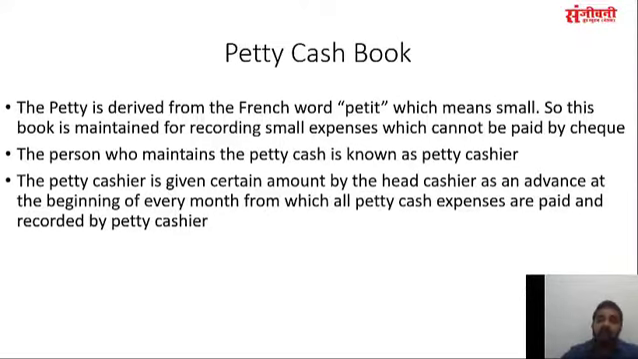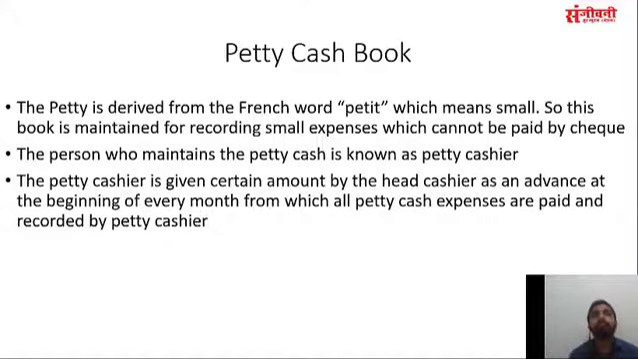In a particular company, there is a head cashier and there is a petty cashier. If the company is very big, there are actually many cashiers, a different cashier for a different department, and certain small expenses are maintained by the petty cashier. So what happens is that the head cashier gives a certain fixed amount. For example, we can consider 5,000. So he has to maintain all the expenses within that 5,000 only.